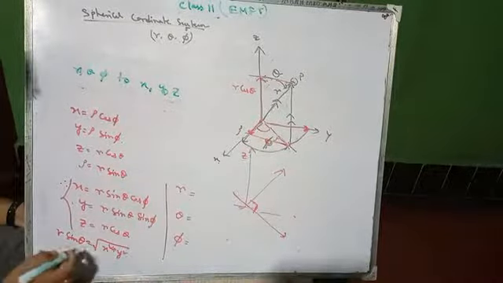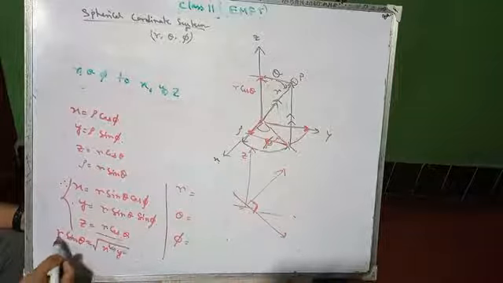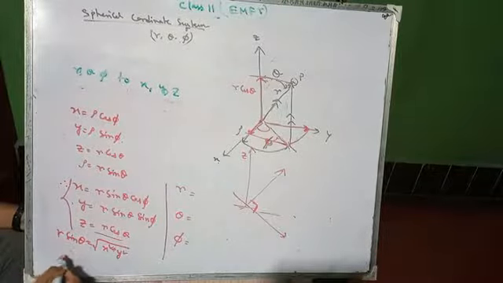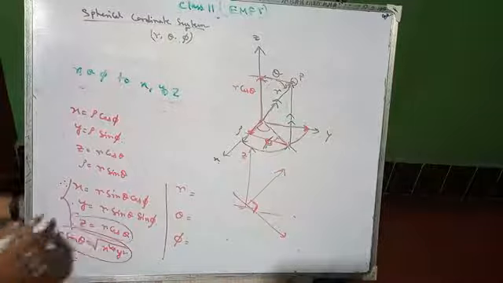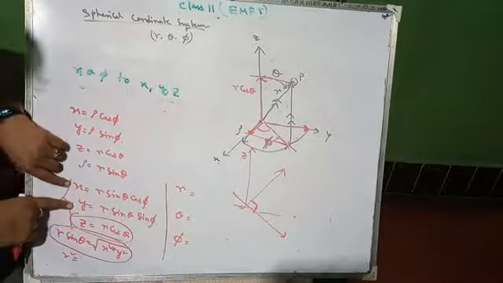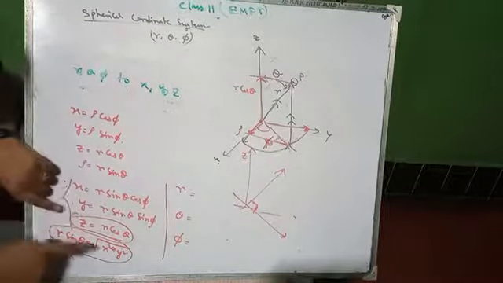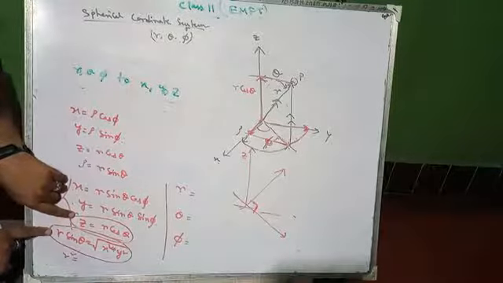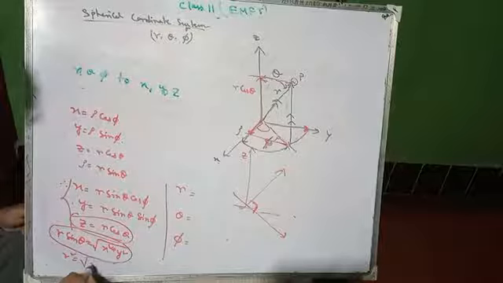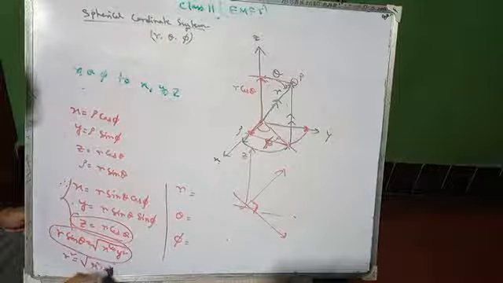Now take this one, again square and add it. That is r square cos square theta and r square sin square theta, which equals r square. Squaring and adding these two equations, and again squaring and adding, we finally get r equals root over of x square plus y square plus z square.